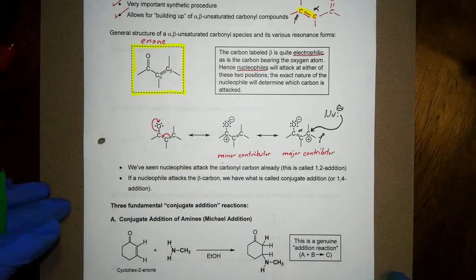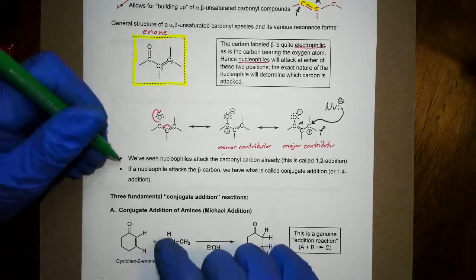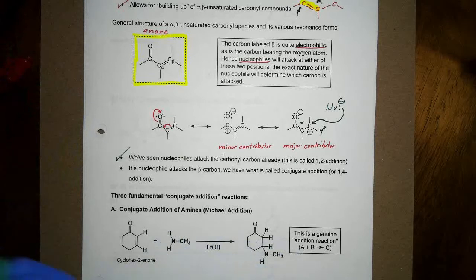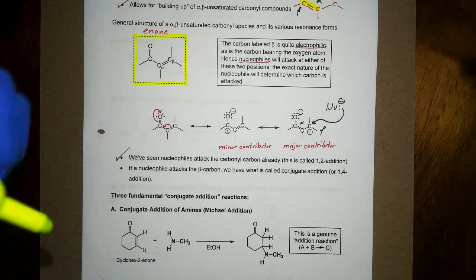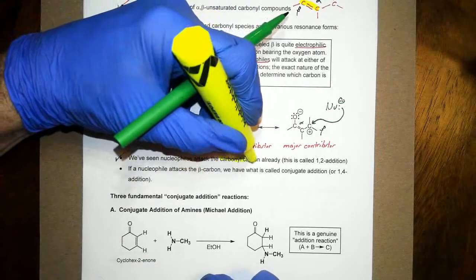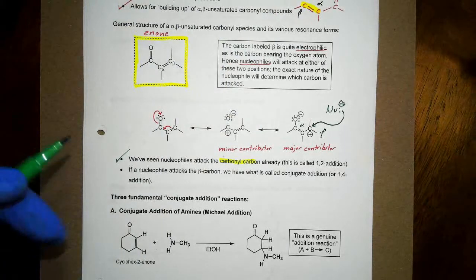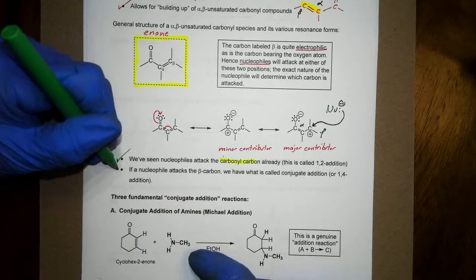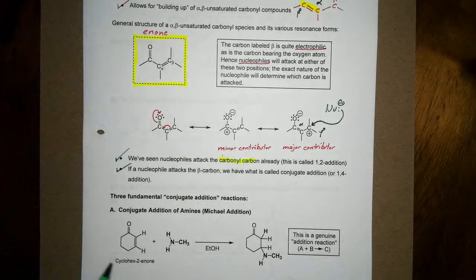All right. So here's a couple bullet points. We've seen that nucleophiles attack the carbonyl carbon already. We've seen that a lot, right? When we did the Grignard reaction, the sodium borohydride reduction, the imine formation, the enamine formation, the acetal formation, the list went on and on. Everything was attacking the carbonyl carbon. But if you've got a double bond between alpha and beta, it's going to attack the beta carbon.